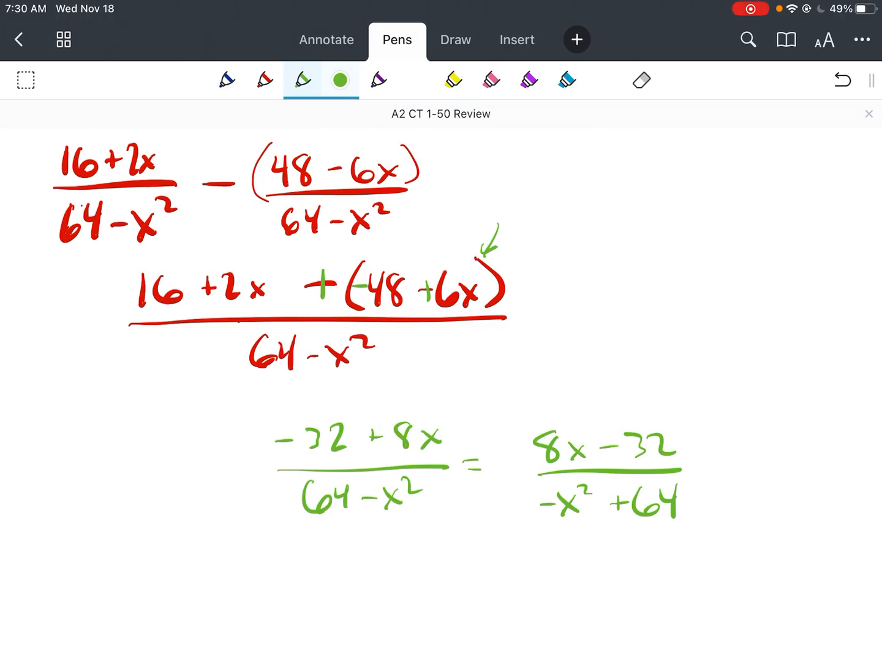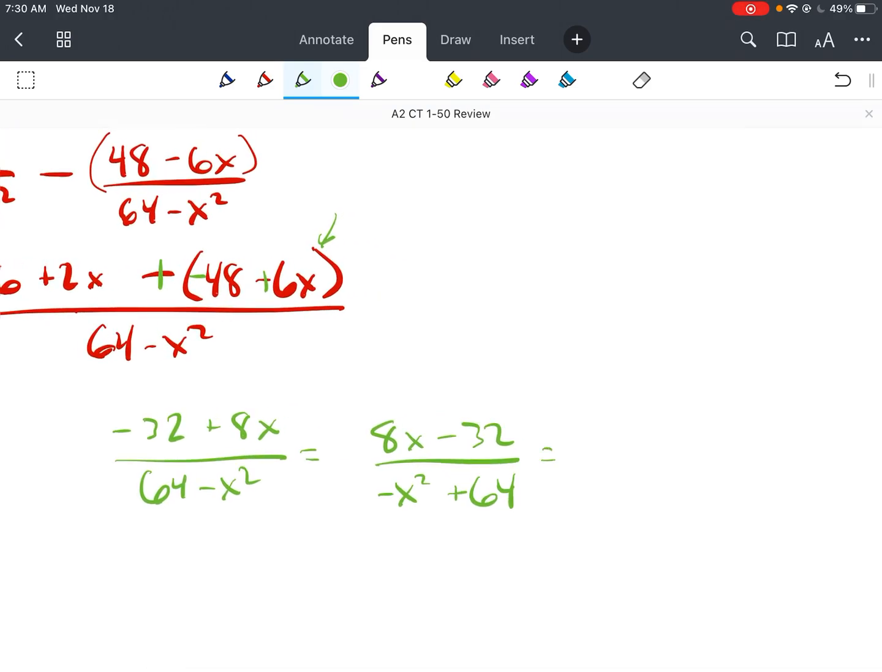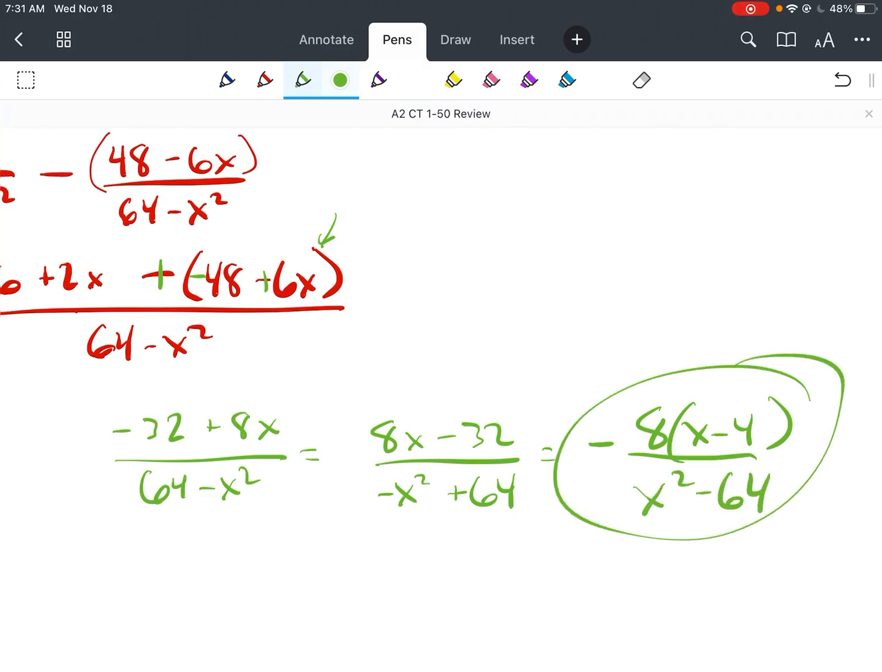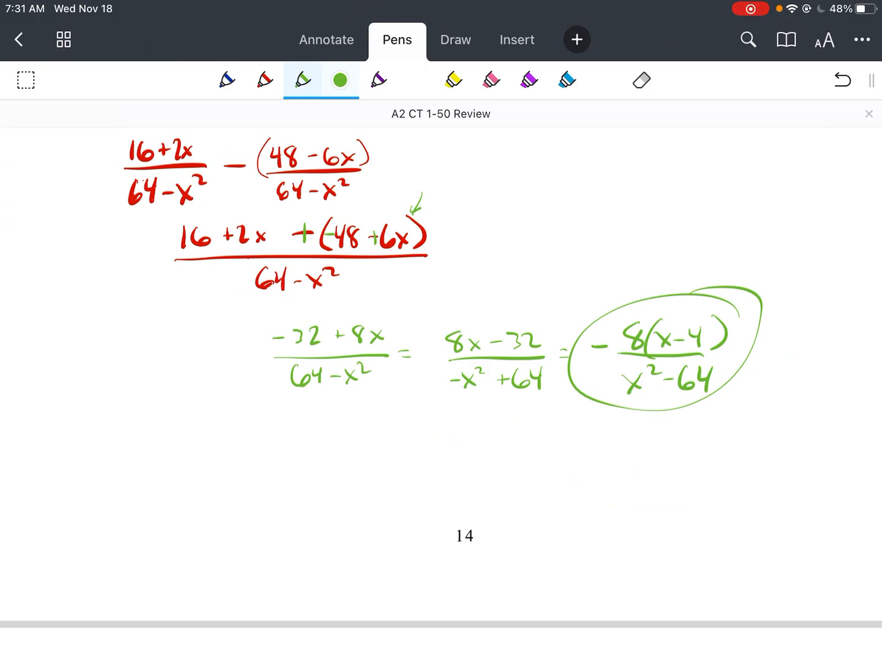I can factor out that negative on the bottom and then make it a little bit prettier maybe, but these are all equivalent expressions. And we could factor the top too if we wanted to, but you're kind of good here. I think the answer key gives 8, factors out the 8x minus 4 like this, and in the bottom they pull out that negative, put it out front, and they do x squared minus 64. And there you have it.